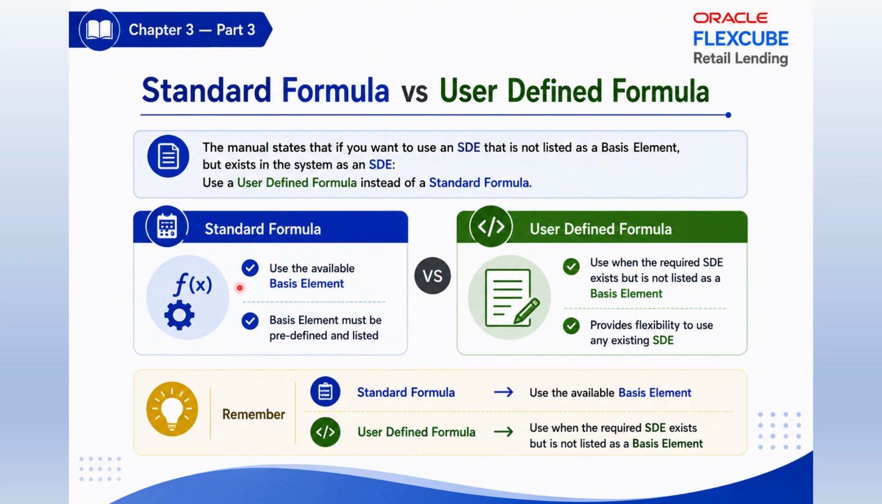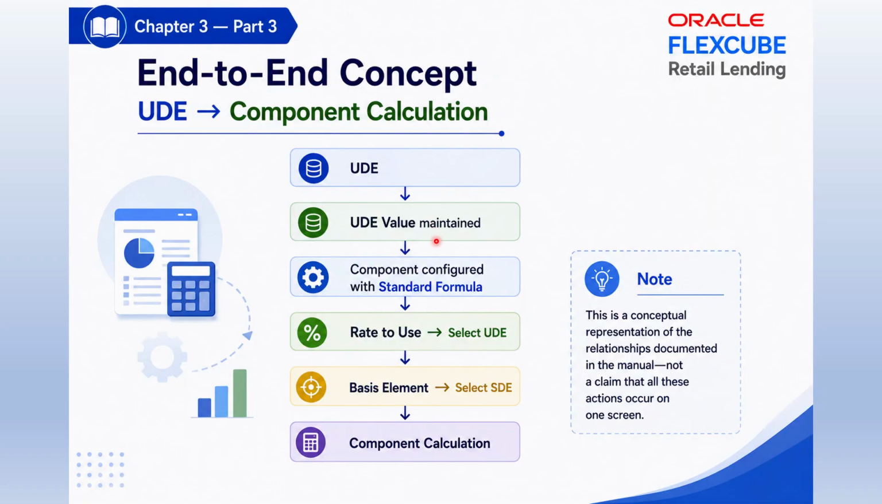So, standard formula, use the available basis element. User-defined formula, use it when a required SDE exists but isn't listed as a basis element. Let's put everything together. First, we have the UDE. Its applicable value is maintained through UDE values. The loan component is configured using standard formula, where applicable. Then Rate to Use identifies the UDE. The basis element identifies the SDE used as the calculation basis. And finally, the component calculation is performed. Remember, this is a conceptual representation of the relationships described in the manual. It does not mean that all these activities happen on a single FLEXCUBE screen.